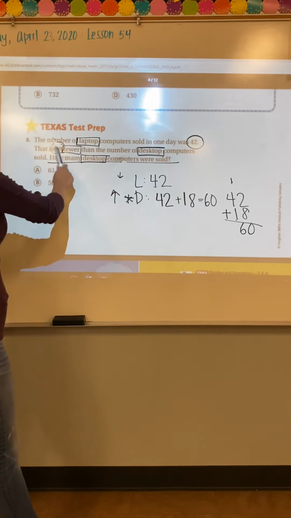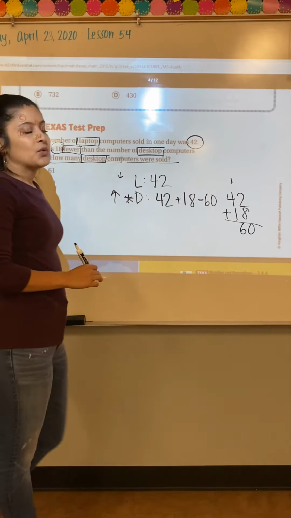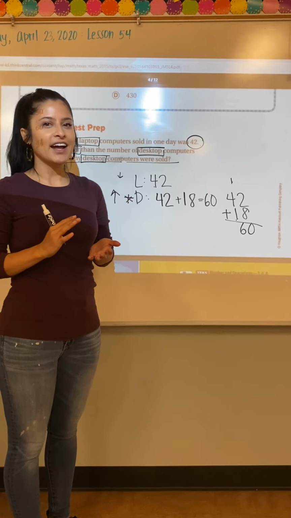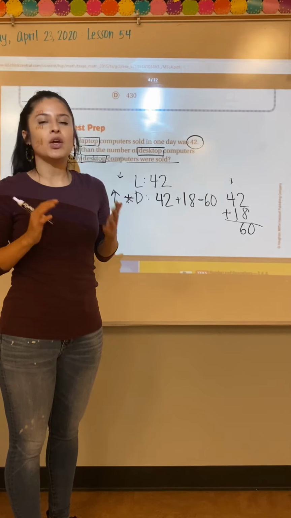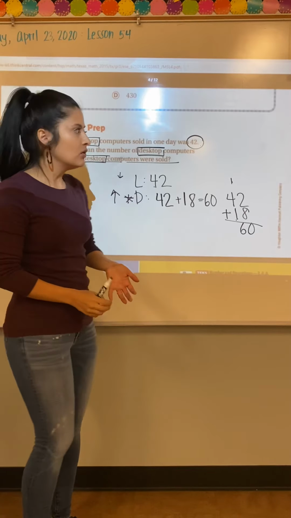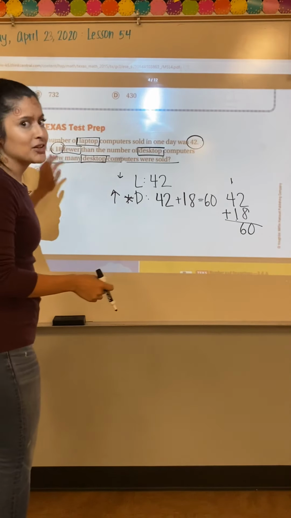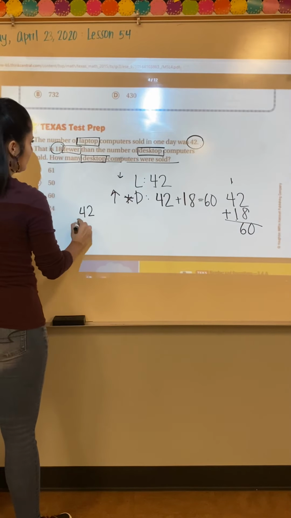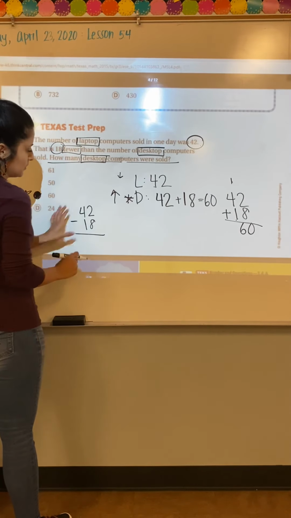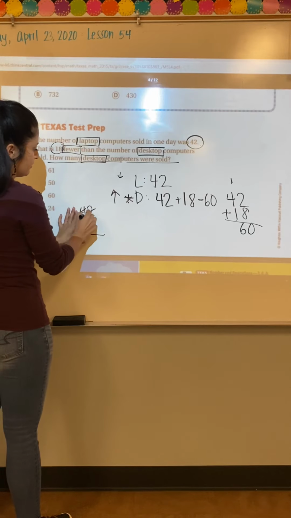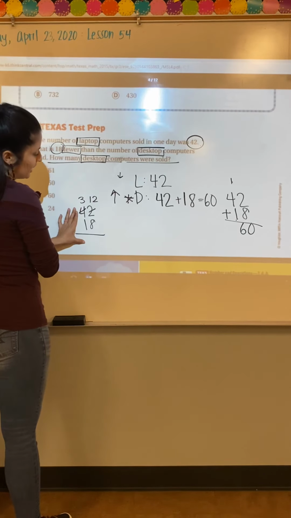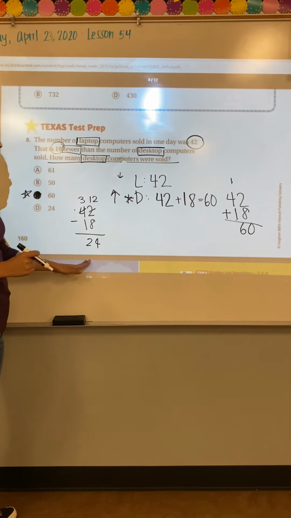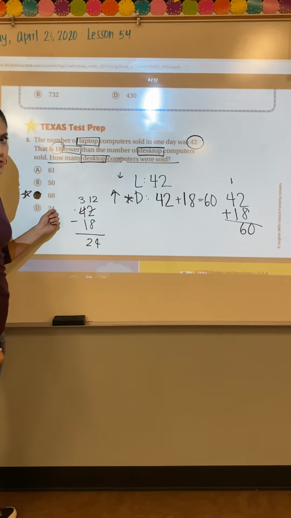Now, there is a keyword of fewer, which typically means fewer, less. Oh, I'm going to subtract, but you have to understand who has more. So don't let that fool you. Let's see if they actually put this as an answer choice. So let's say we have 42 and we subtract 18. Well, can't do 2 minus 8. So I'm going to get 10 more. 24. Notice how that's an answer choice.